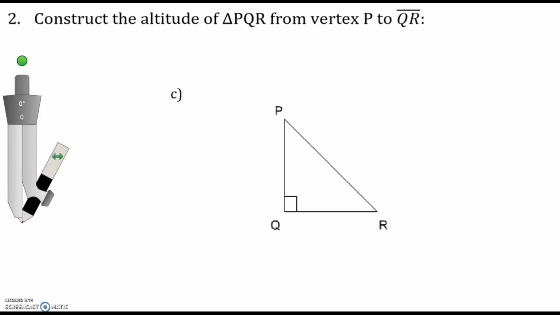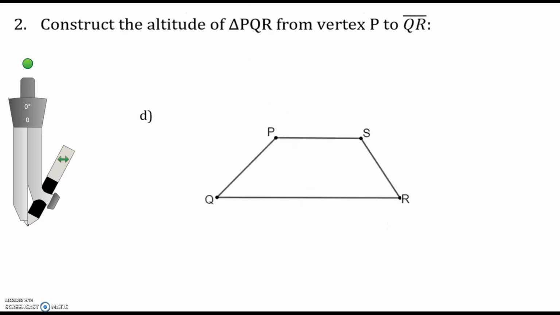Okay. Now, if we try to connect it in a right triangle from P perpendicular to QR, the interesting thing is that if we go from P perpendicular to QR, the line that is perpendicular to QR is already there. It is PQ. So PQ is the altitude in that right triangle. Okay. Now, altitudes can also be drawn in shapes other than triangles, like, for example, this trapezoid.